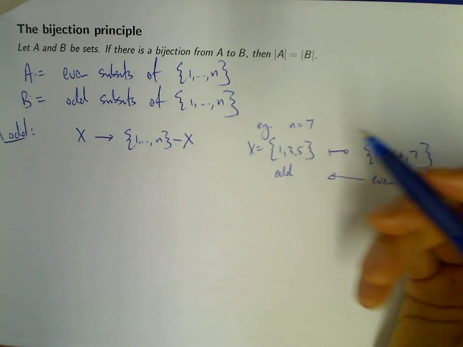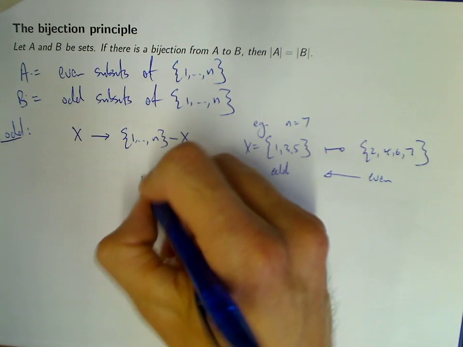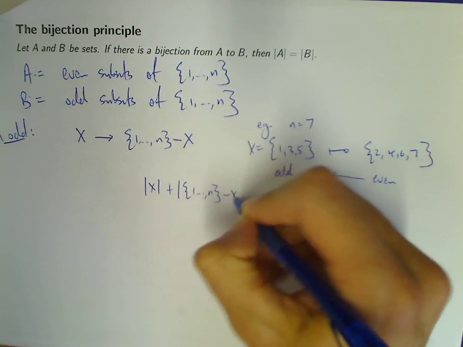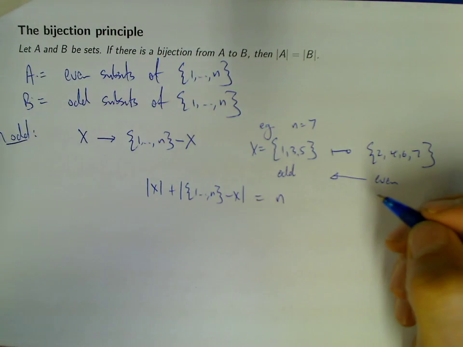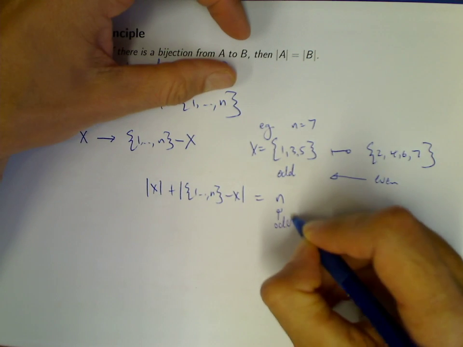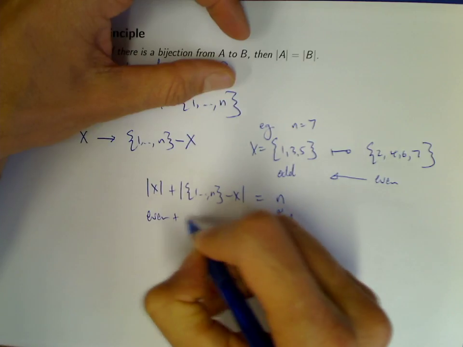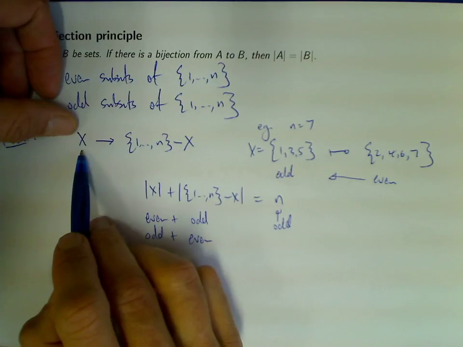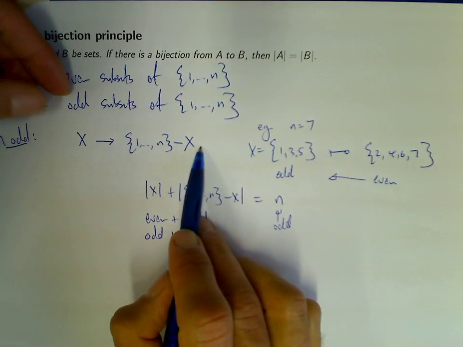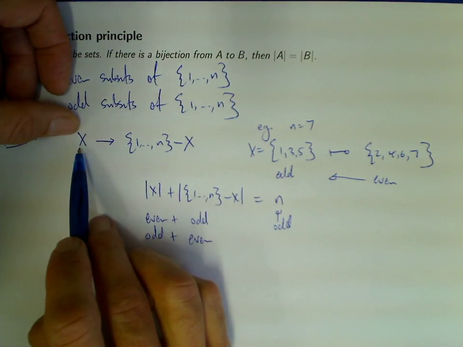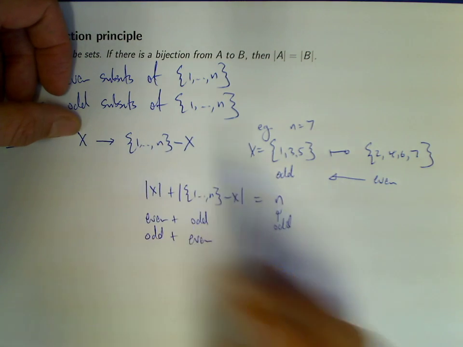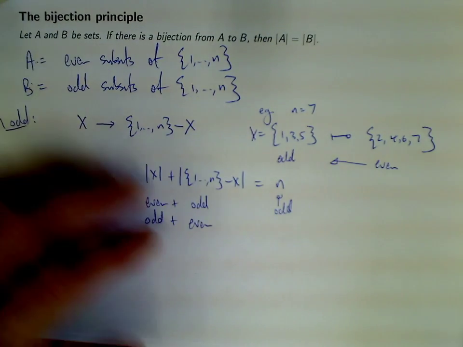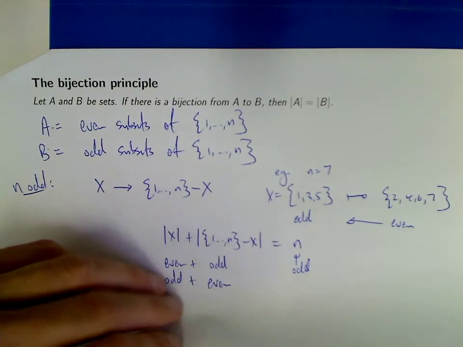That's because the size of x plus the size of its complement is going to add up to n. And if n is odd, then this must be either even plus odd, or odd plus even. So mapping a set to its complement gives me, when n is odd, a bijection between the even sets and the odd sets, and so that means there must be just as many even sets as there are odd sets. And that's actually what we saw back here in Pascal's triangle.